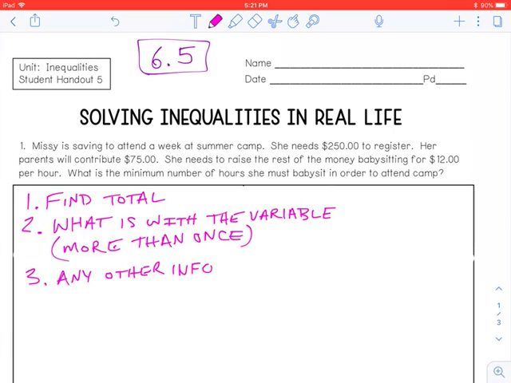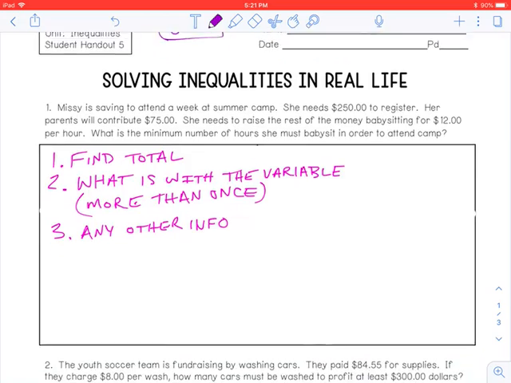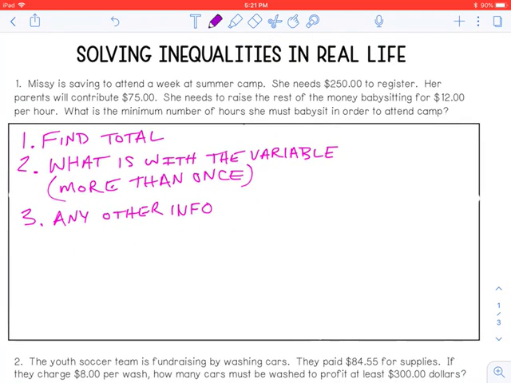Okay. So in this first one, I'm going to go ahead and figure out what we have. I'm going to go ahead and highlight. So Missy is saving to attend a week at summer camp. So she wants to save a certain amount. She needs $250 to register. Okay, so there's what looks like our total.